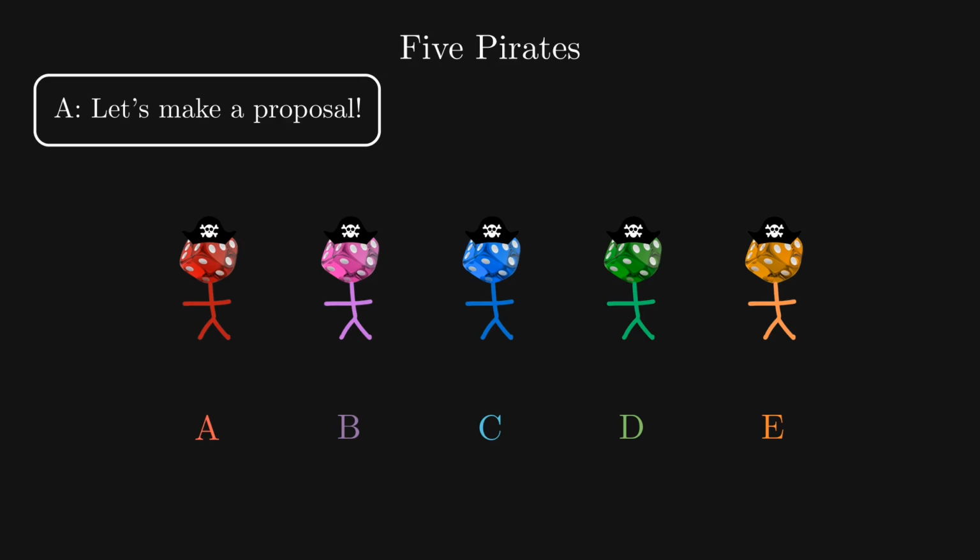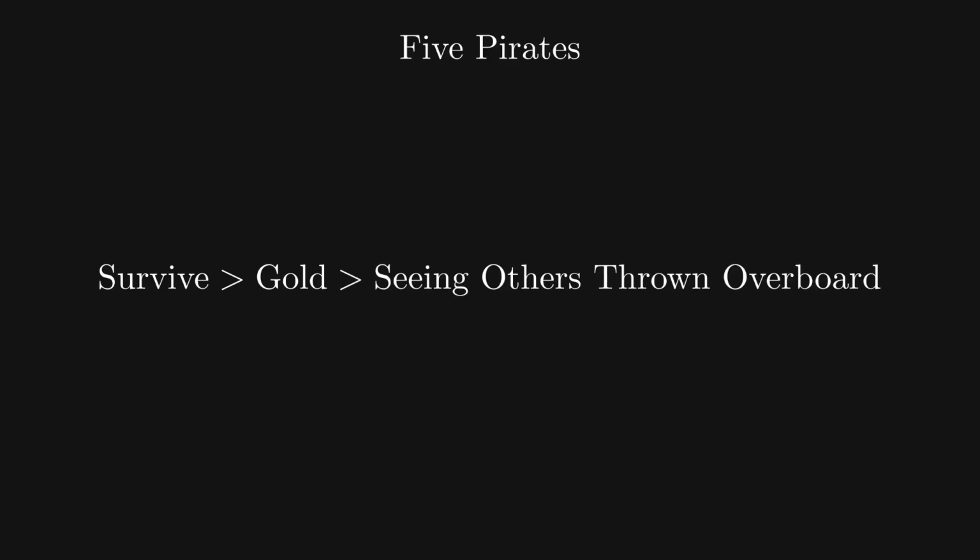Then, everyone votes. If at least half of the pirates, including the proposer, agree, the gold is split. If not, the proposer is tossed into the ocean, and the next pirate in line gets their turn. The pirates vote based on 3 priorities. First, they want to survive. Second, they want as much gold as possible. And third, if it doesn't affect their survival or gold, they want to see others thrown overboard.